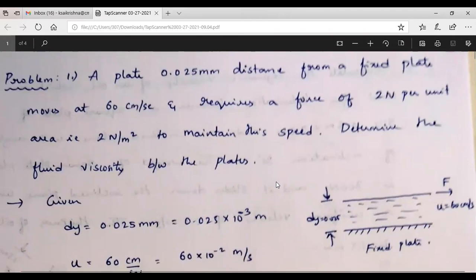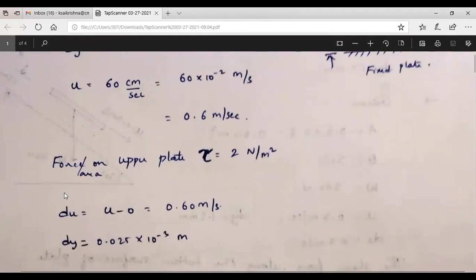So what is the formula for viscosity? Mu equal to tau by du by dy. So already dy is given, we need du. Here the initial velocity is 0.6, and the final velocity is 0. So du is equal to initial velocity u minus final velocity 0. Already we have u value 0.6 meters per second minus 0, which is again 0.6 meters per second. Dy is already given to us, right?